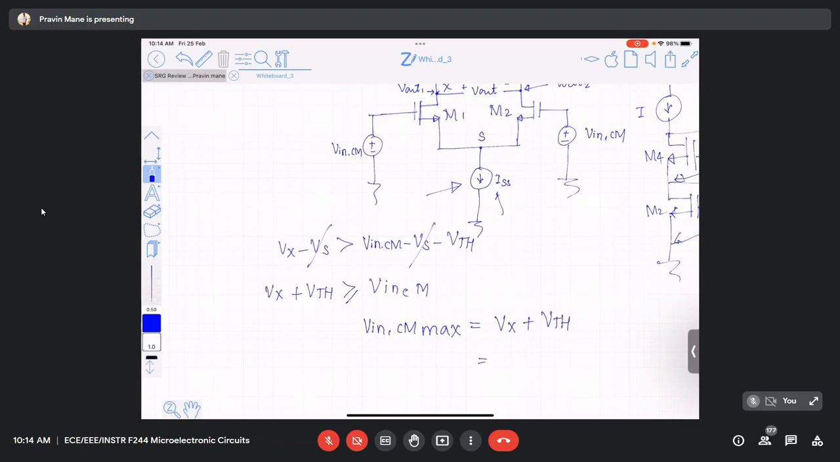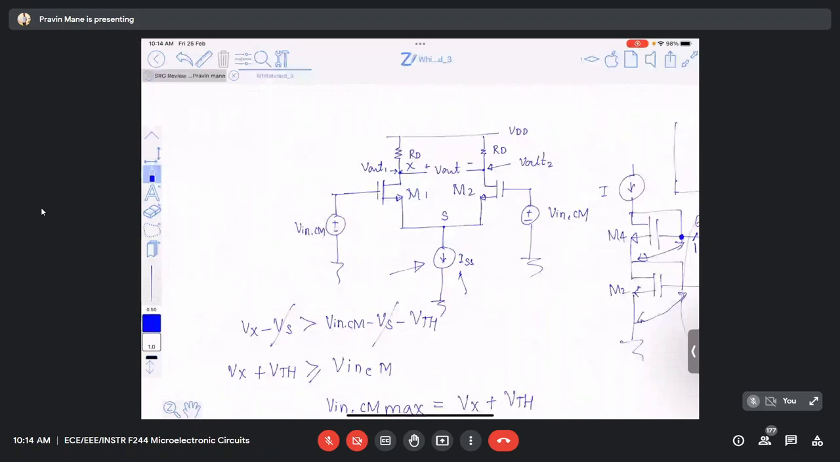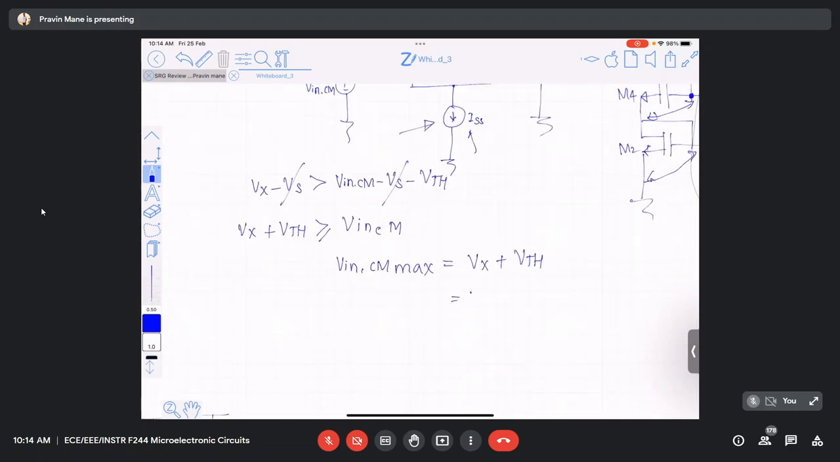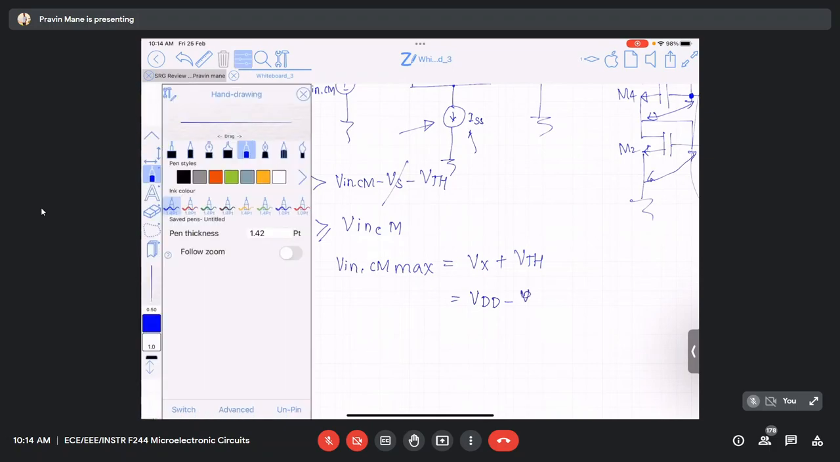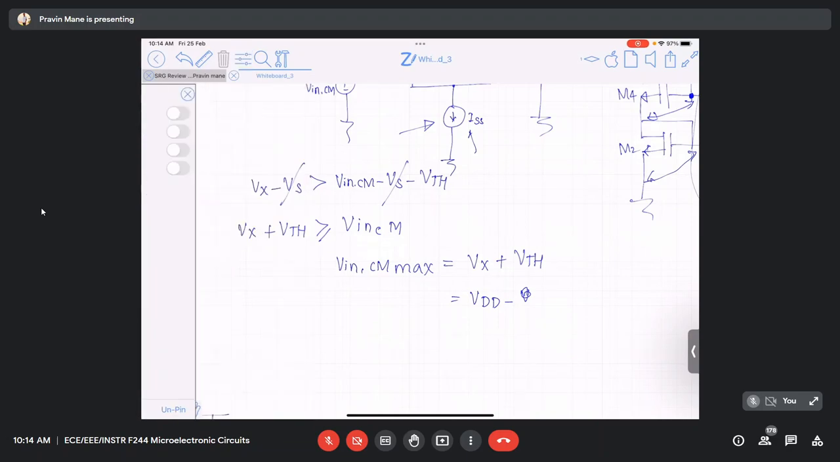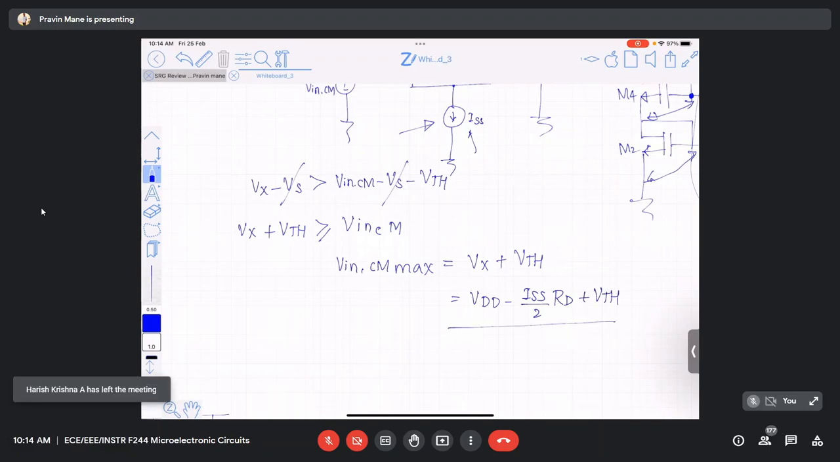Can you tell me what is the value of Vx when the current flowing through M1 is ISS by 2? So what is Vx? VDD minus ISS by 2 into RD, right? Simple voltage division rule. So V in CM max is VDD minus ISS by 2 into RD plus VTH. This is the maximum value of V in CM.